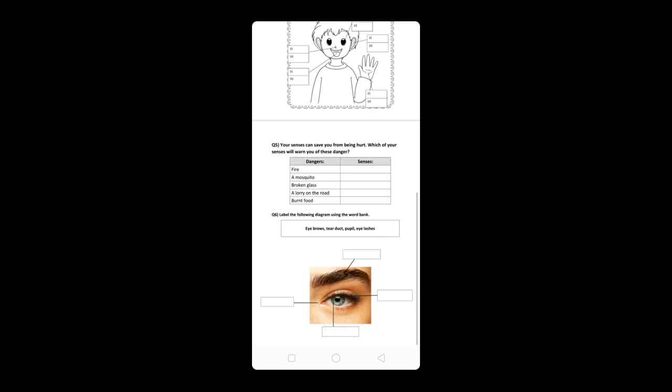Question number 5. Your senses can save you from being hurt. Which of your senses will warn you of this danger? Number 1 is fire, then a mosquito, broken glass, a lorry on the road, or burnt food. Okay? So mention all the senses that are involved in sensing the danger in these things.